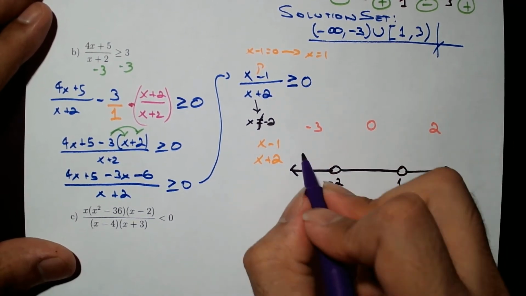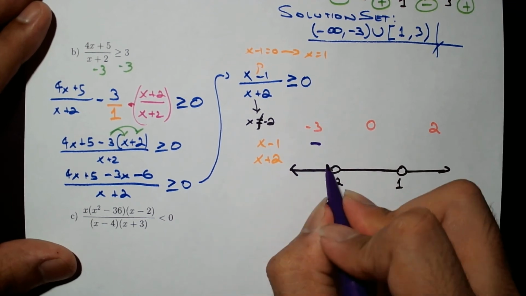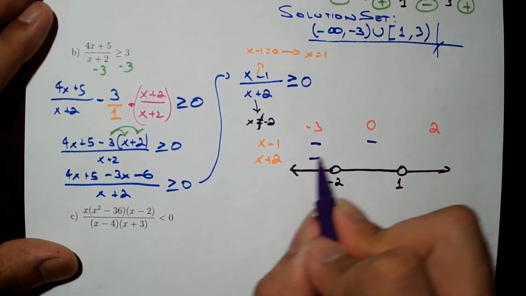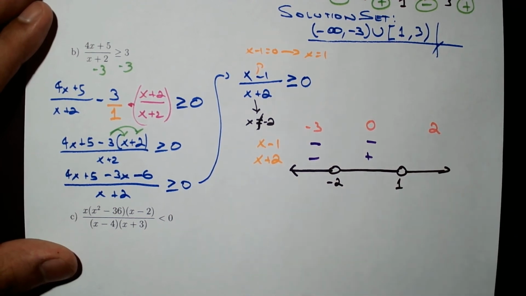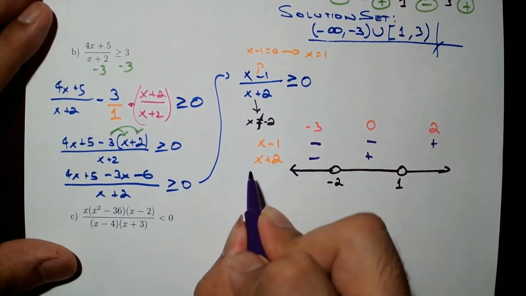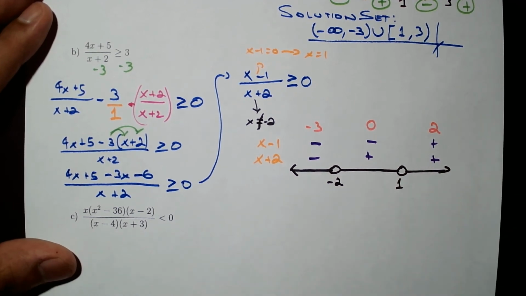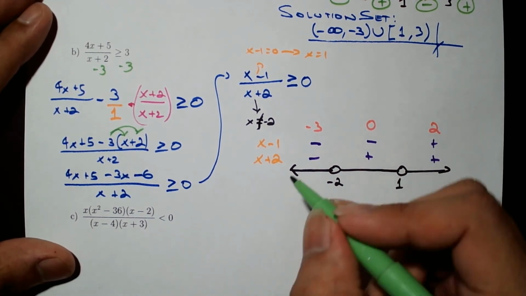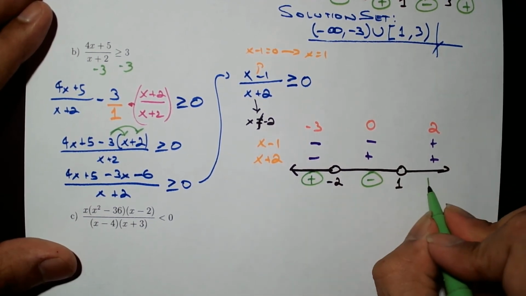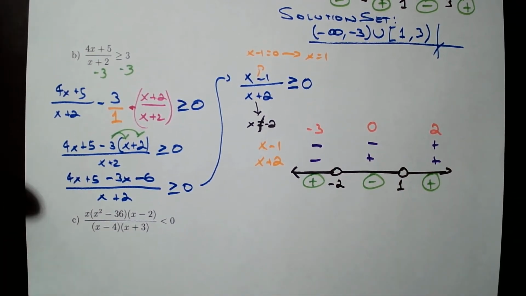Negative 3 minus 1 is a negative number. Negative 3 plus 2, that's also a negative number. 0 minus 1 is negative, 0 plus 2 is positive. When we plug in 2, 2 minus 1 is positive, 2 plus 2 equals positive. So when multiplying the signs, we get positive, negative, and positive.